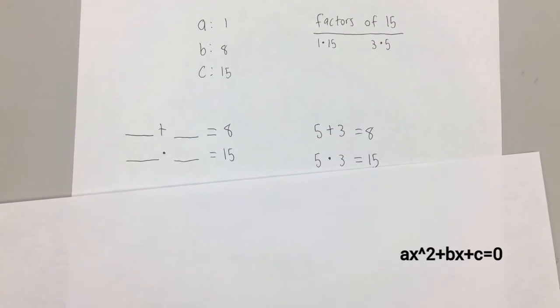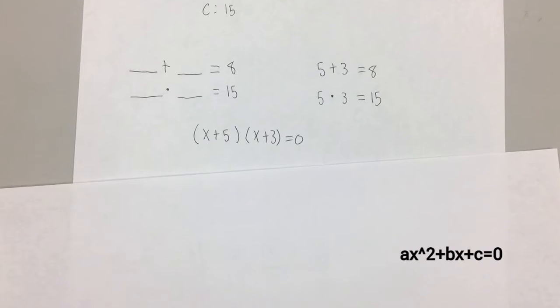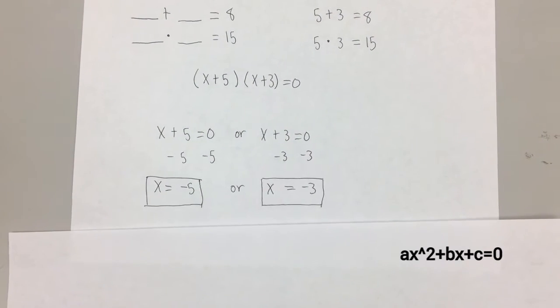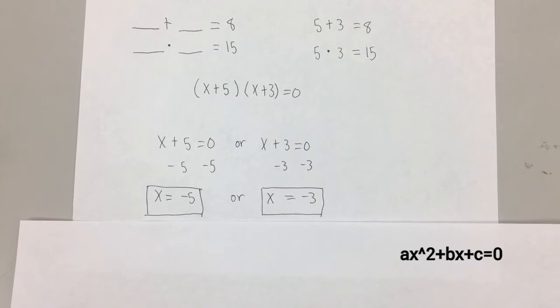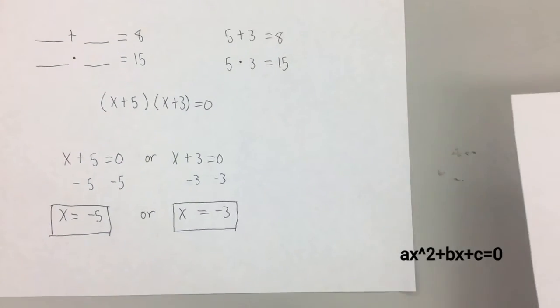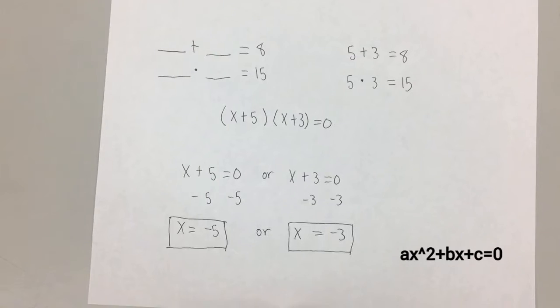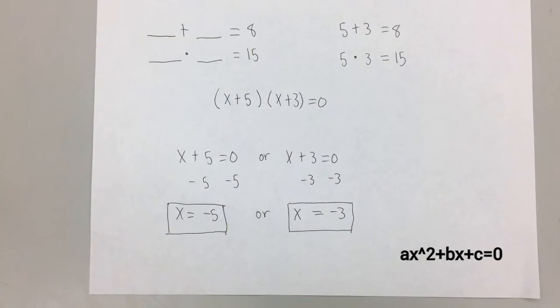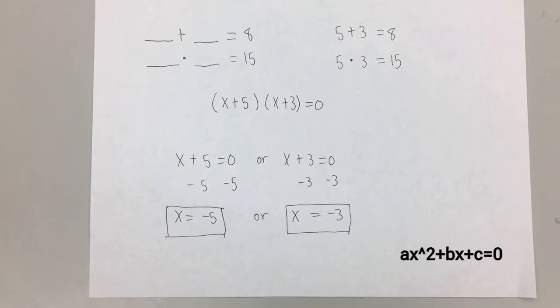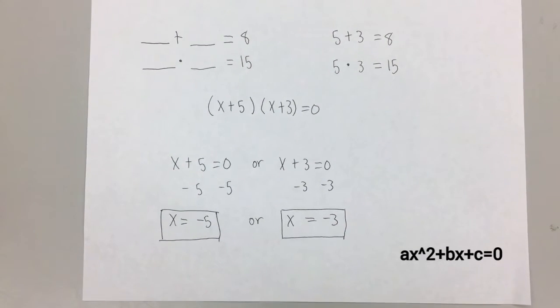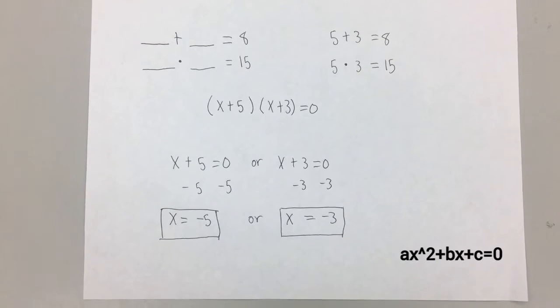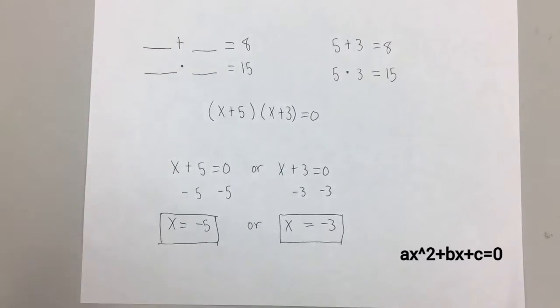Use the zero product property to solve for x. With this, we say that x plus 5 and x plus 3 multiplied together will equal 0. Then we further split them down using the zero product property to say that x plus 5 equals 0 or x plus 3 equals 0. And from there, we can conclude that x equals negative 5 or negative 3.